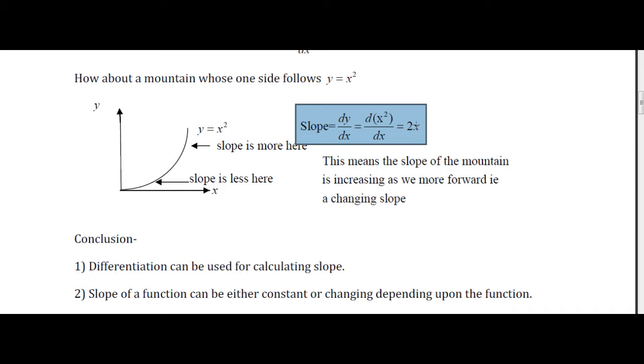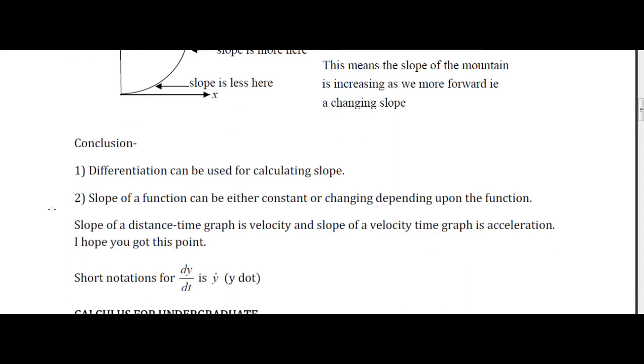The mathematics is this. When you differentiate the function, you get the slope as 2x. So what is the meaning of 2x? As you go forward in x, the slope goes on increasing. That is true. If I go up to this much, the slope is less, but as I move along the x-axis, the slope is increasing.